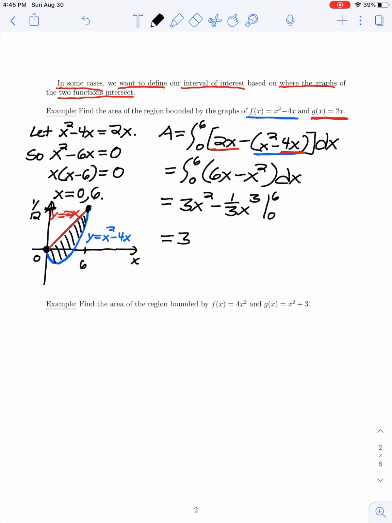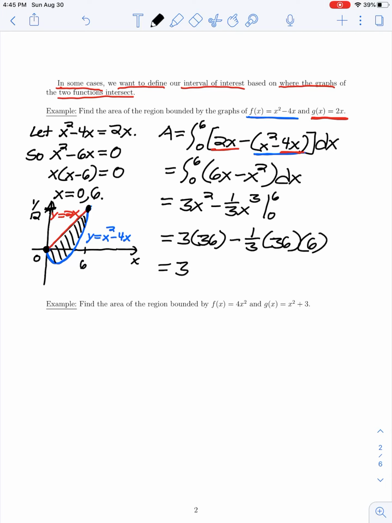We would have 3 times 6 squared, which is 36, minus 1/3 times 6 cubed. So let's think about it like this in order to make our algebra a little easier. 6 cubed would be the same as 6 squared, or 36, and then times 6 again. So let's think about why I wrote it like this.